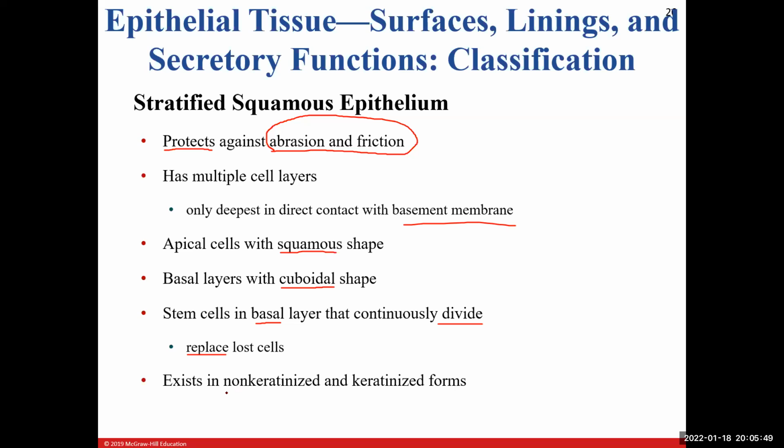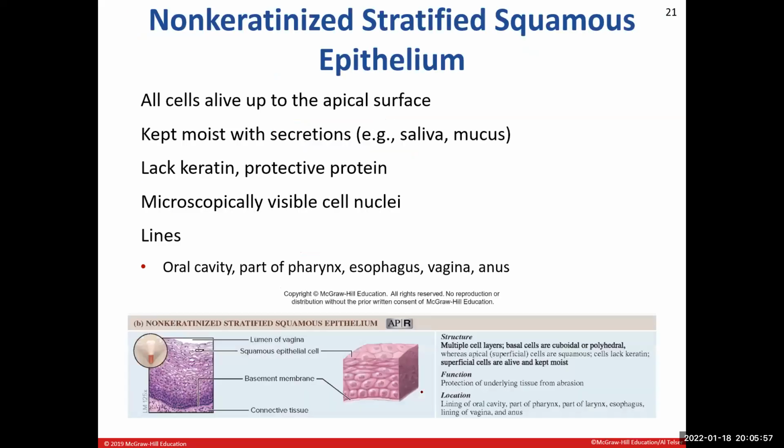So there are two types of stratified squamous epithelium. We've got non-keratinized and we have keratinized. Non-keratinized means that all the cells in this epithelium are alive. Every single layer, all the cells are alive. So we're going to find non-keratinized stratified epithelium in moist areas that are going to be present with secretions, mucus, saliva, what have you.